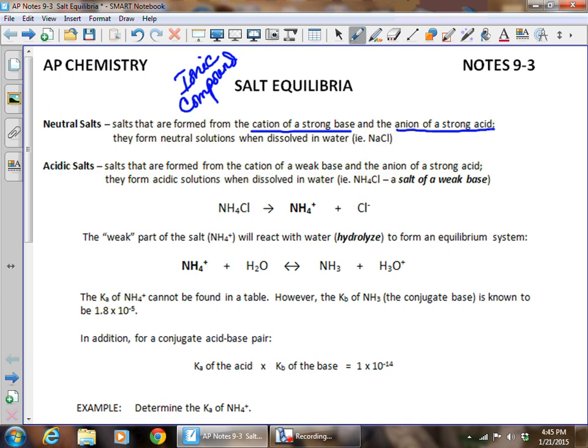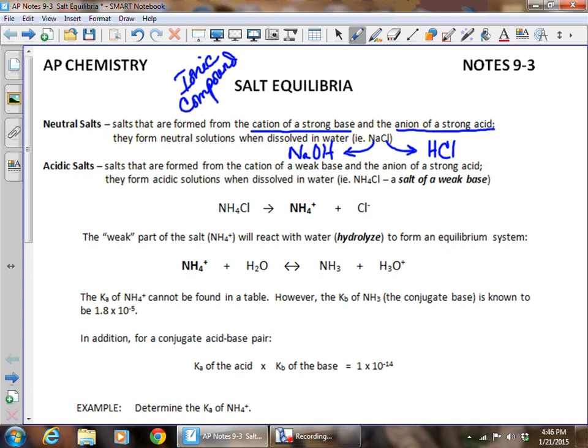Now, when I say the cation of a strong base, Na is the cation of the strong base NaOH. Chloride is the anion of the strong acid HCl. We just add normally OH to the metal and get the base. We put H in front of the nonmetal to get the acid. So both of those are strong, so we end up with a neutral salt.